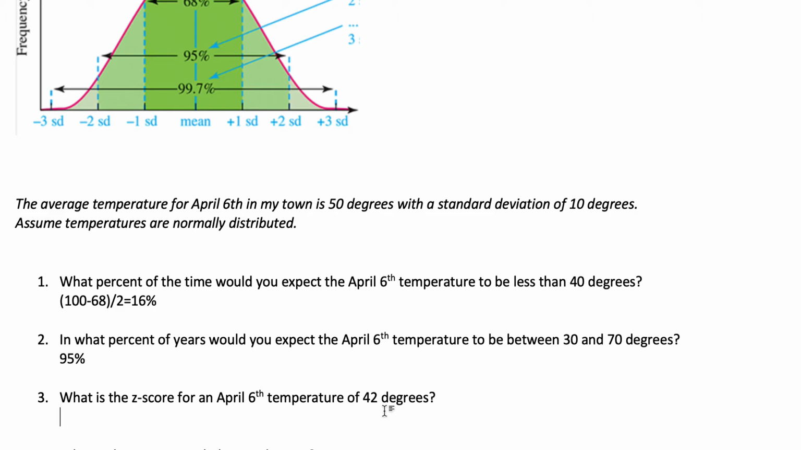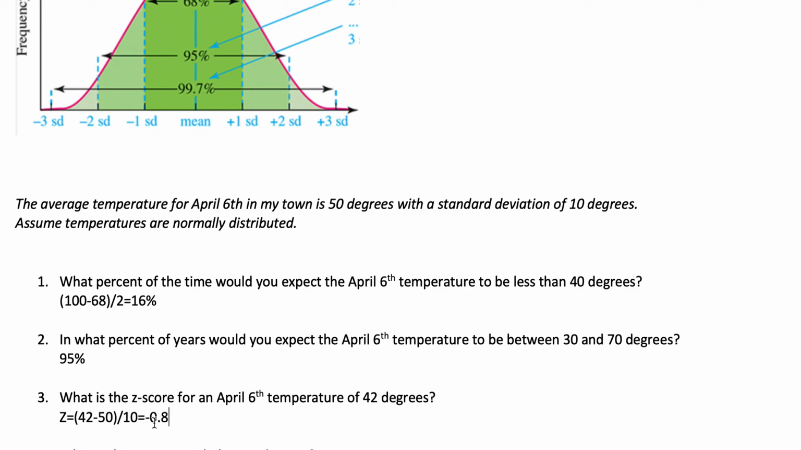The way that we calculate a z-score is z is equal to our data point, 42, minus the average, and then divided by the standard deviation. And type that in. And I get -0.8.